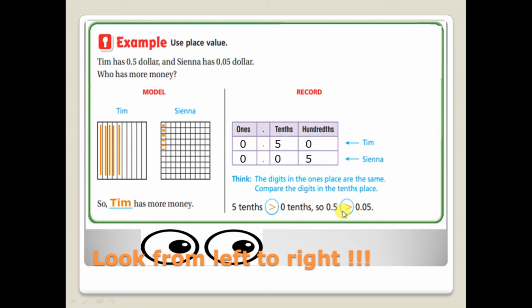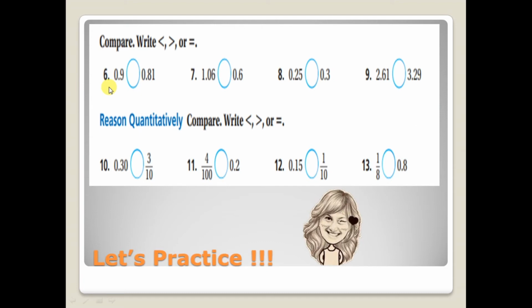So that's it. Now you know the rule. To judge between two numbers, you have to look from left to right and compare step by step between each two numbers in the same position. So let's see here some examples.